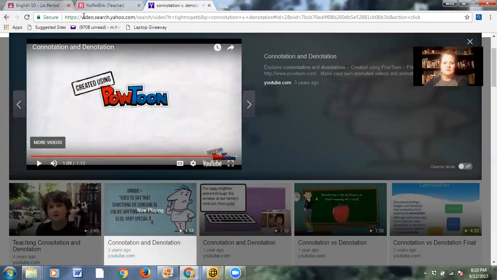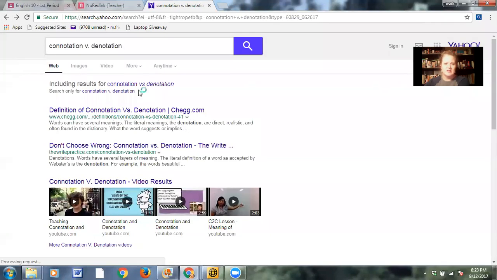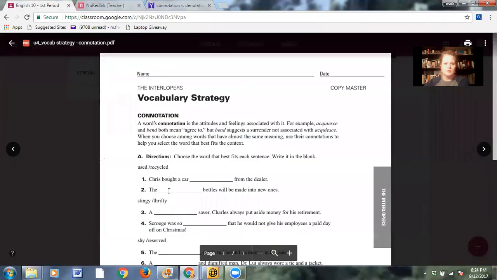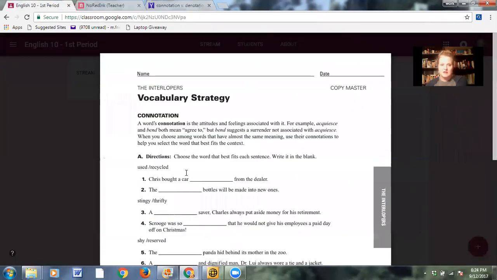Okay, hopefully that was helpful. Connotation, and you may have heard denotation. That may be one that you've heard before. Denotation is the dictionary meaning of a word, but connotation has attitudes and feelings attached to it.